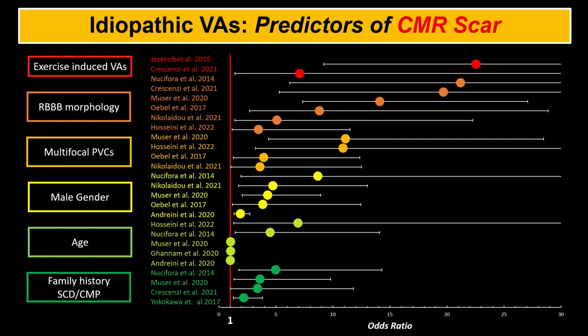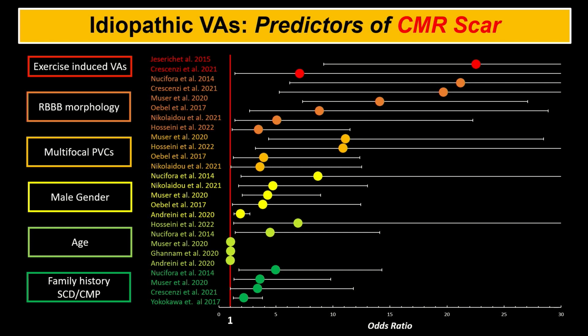If we look at all the studies that have investigated the incremental diagnostic utility of CMR in detecting concealed structural abnormalities in patients with apparent idiopathic ventricular arrhythmias, we can see how all of them have identified a small group of predictors of structural abnormalities. Those predictors include some strong predictors, all related to the characteristics of ventricular arrhythmias, including exercise-induced ventricular arrhythmias with a right bundle branch block morphology, especially with the superior axis, and multifocal ventricular arrhythmias.